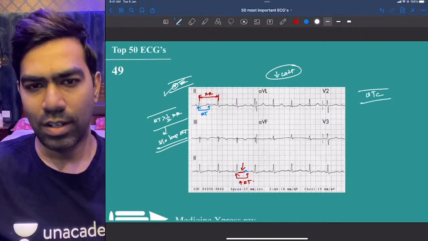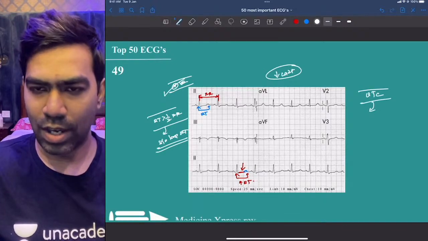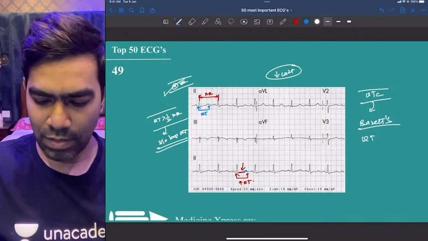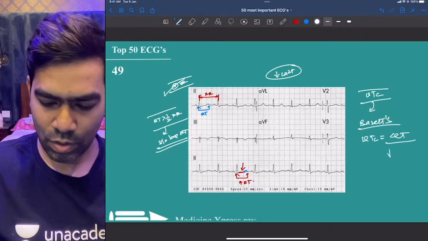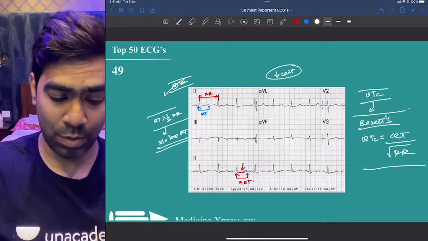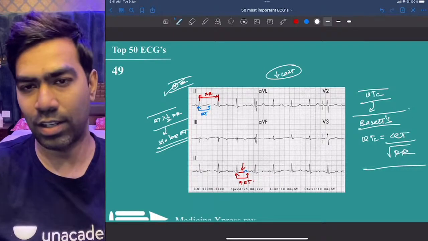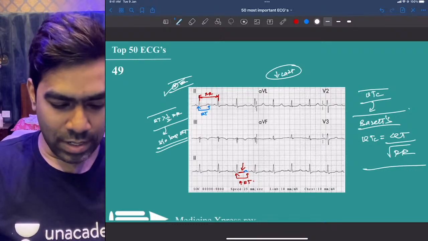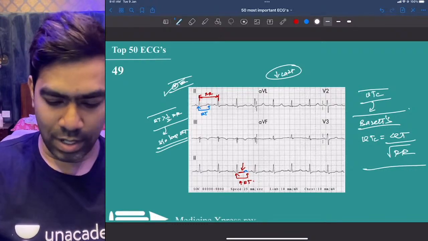For finding out the corrected QT, you have Bazett's formula, which states that QTc is equal to the QT interval divided by the square root of the RR interval. This is also a very important exam question, because you have to correct the QT according to the heart rate. And why ST is prolonged is one question that I'm getting.